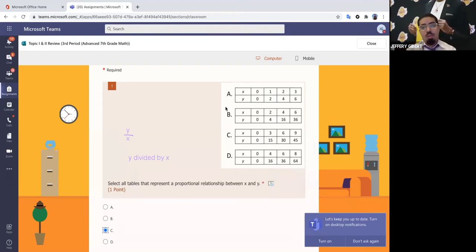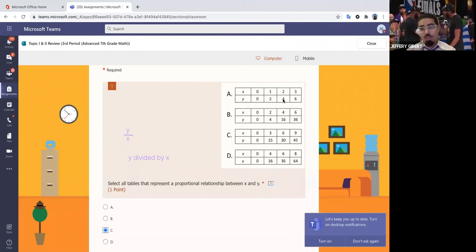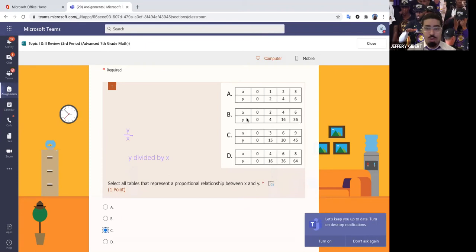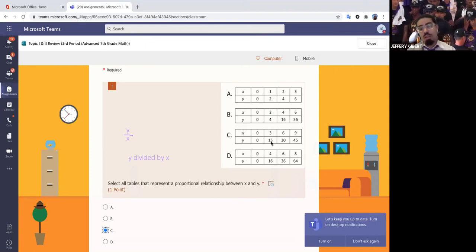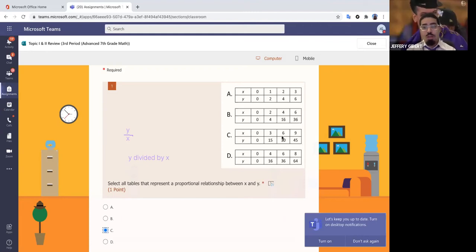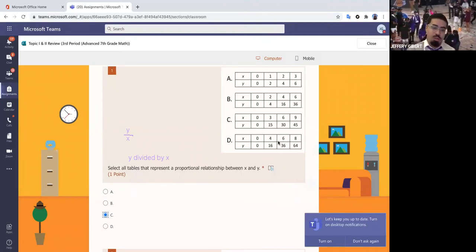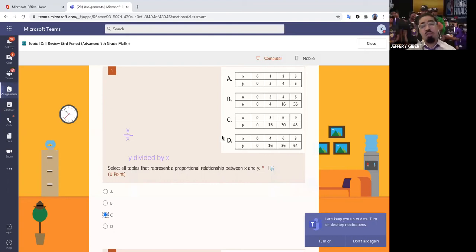So the reason it was correct was because you do y divided by x. So on A, 2 divided by 1 is 2, 4 divided by 2 is 2, 6 divided by 3 is 2. All of them are the same. So A is correct. On B, 4 divided by 2 is 2, 16 divided by 4 is not 2. So we don't even need to check the rest. On C, 15 divided by 3 is 5, 30 divided by 6 is 5, 45 divided by 9 is 5. All of them are the same, so C is correct. And on D, 16 divided by 4 is 4, 36 divided by 6 is not 4. So D is not right. So the correct answers were A and C.